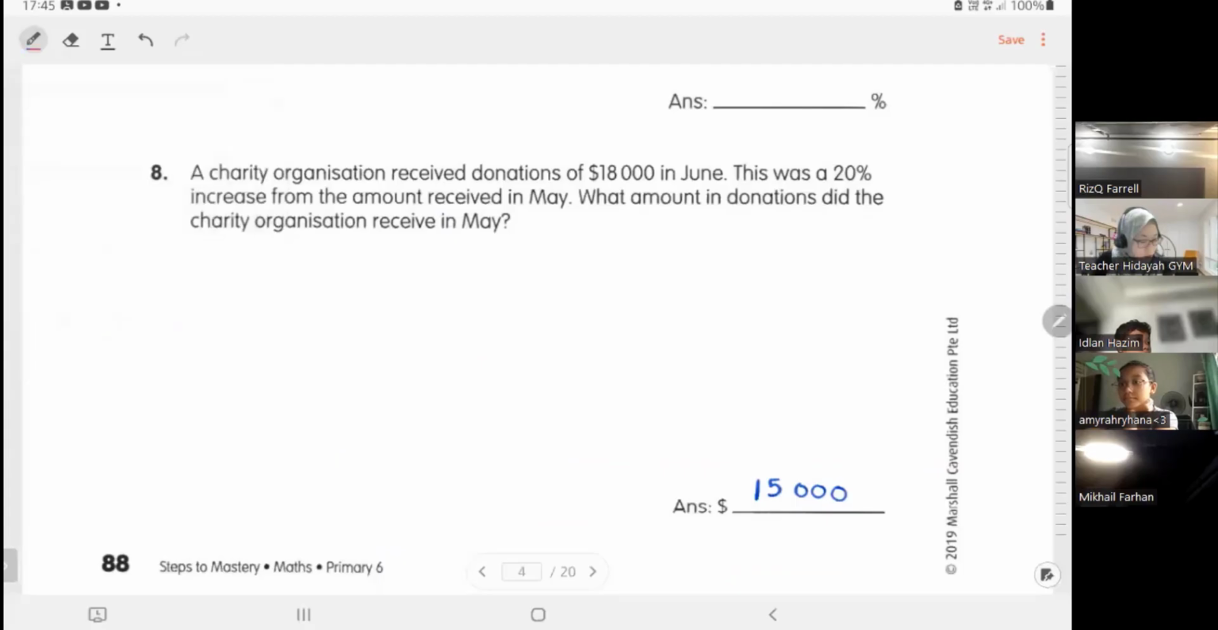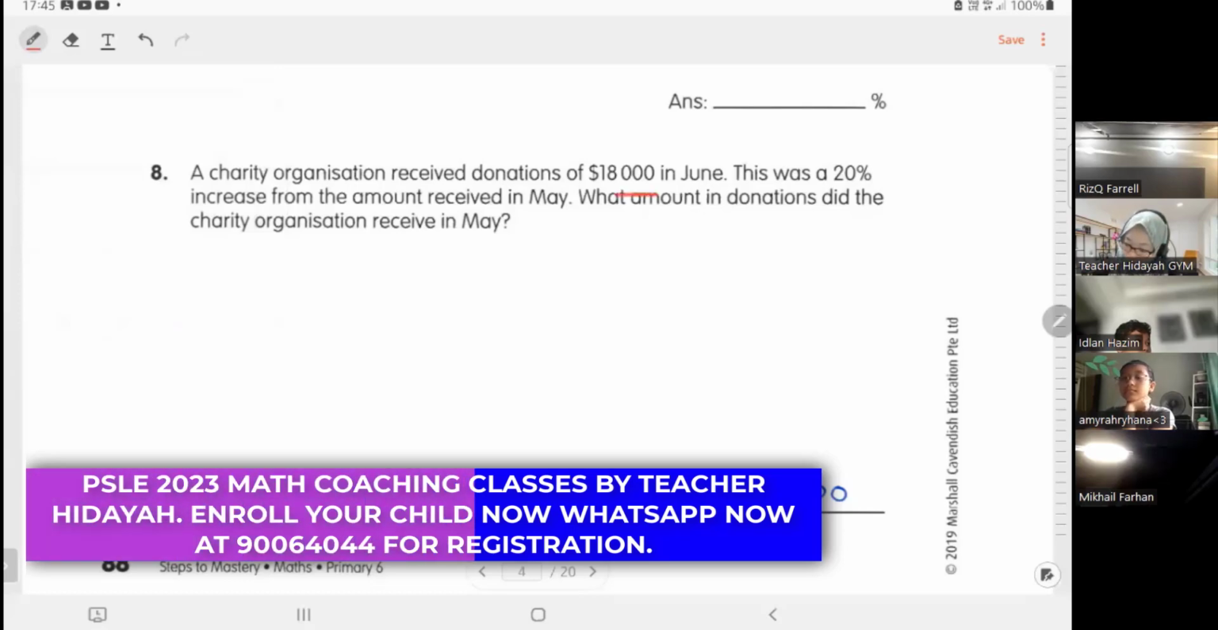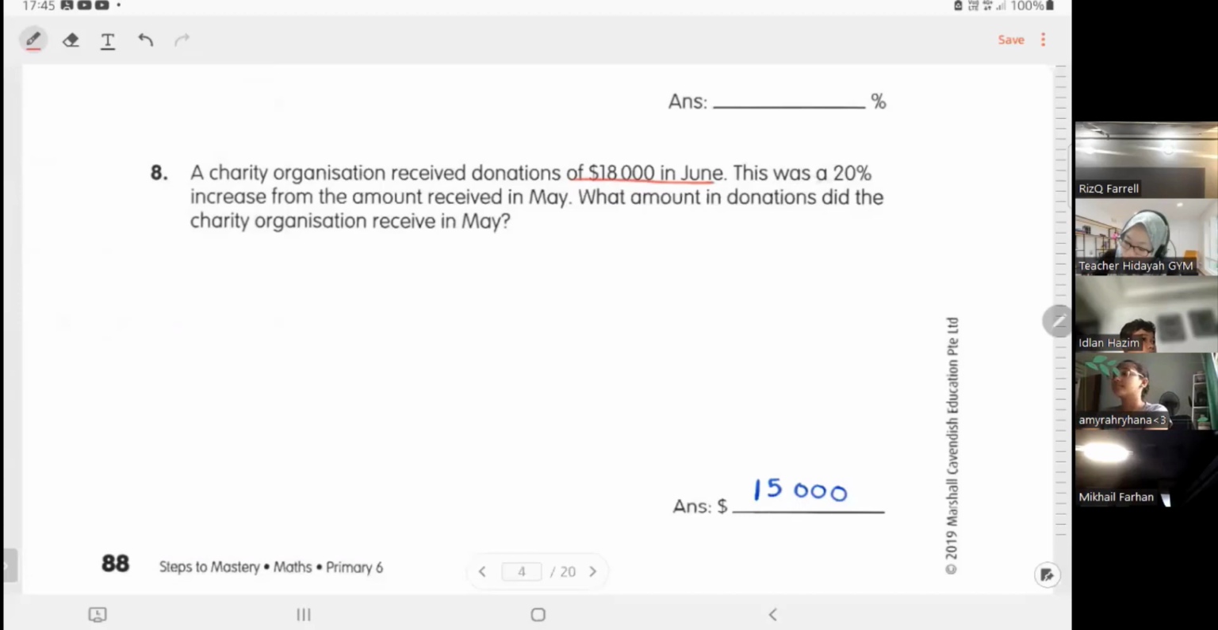Okay, for this question, a charity organization received donations of $18,000 in June. This was a 20% increase from the amount received in May. What was the amount? What amount in donation did the charity organization receive in May?